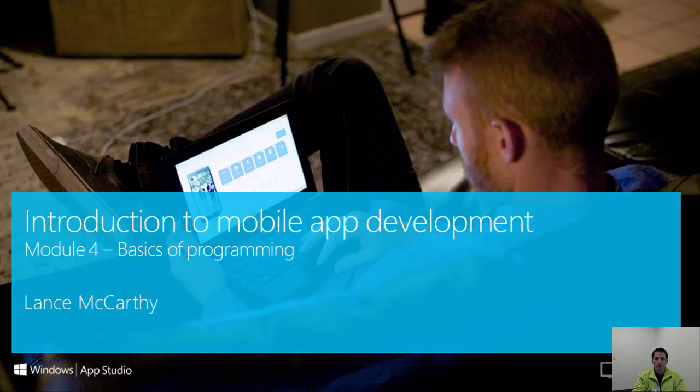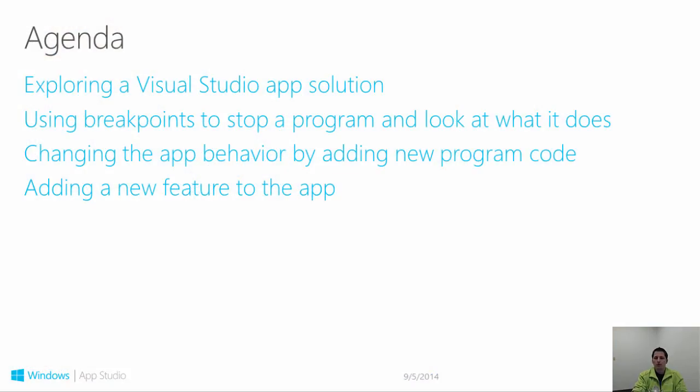Welcome to Introduction to Mobile App Development, Module 4, Basics of Programming. In this module, we will start working in Visual Studio. We will begin by familiarizing you with the app solution and the various parts within the solution. Afterwards, we'll briefly introduce some basic programming concepts and then customize the default app behavior by adding some new code.